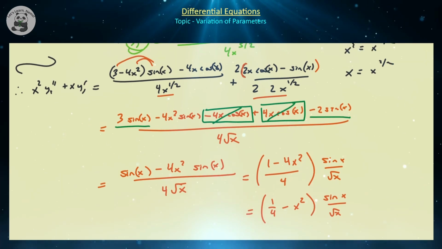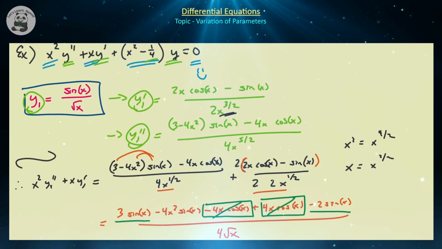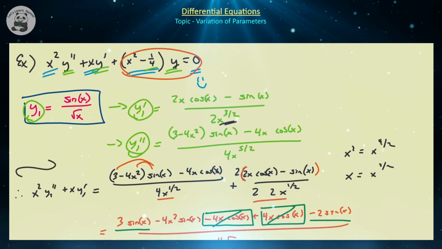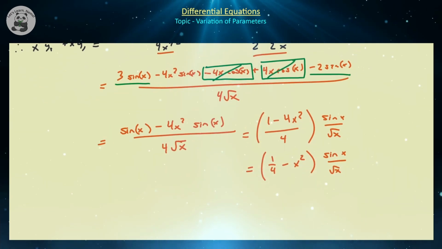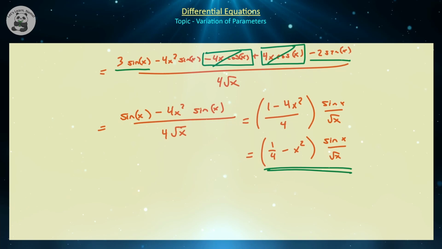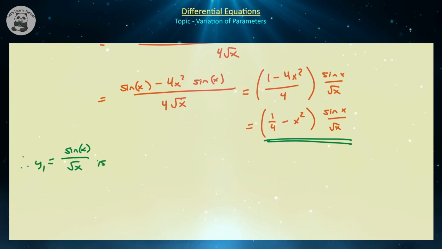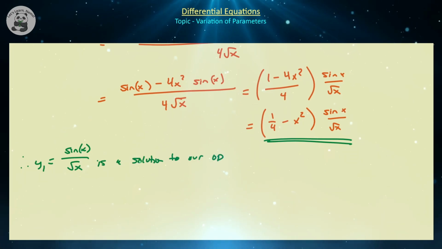If we go back to our original differential equation, notice that we have x squared minus 1 over 4 times y, and we have 1/4 minus x squared, which is just the complete opposite of it, right? Since that's the opposite of the last term that we have, they're going to cancel out with each other, which means that y1 is equal to the sine of x over the square root of x is a solution to our quite difficult looking ODE, right? And that should make you happy.